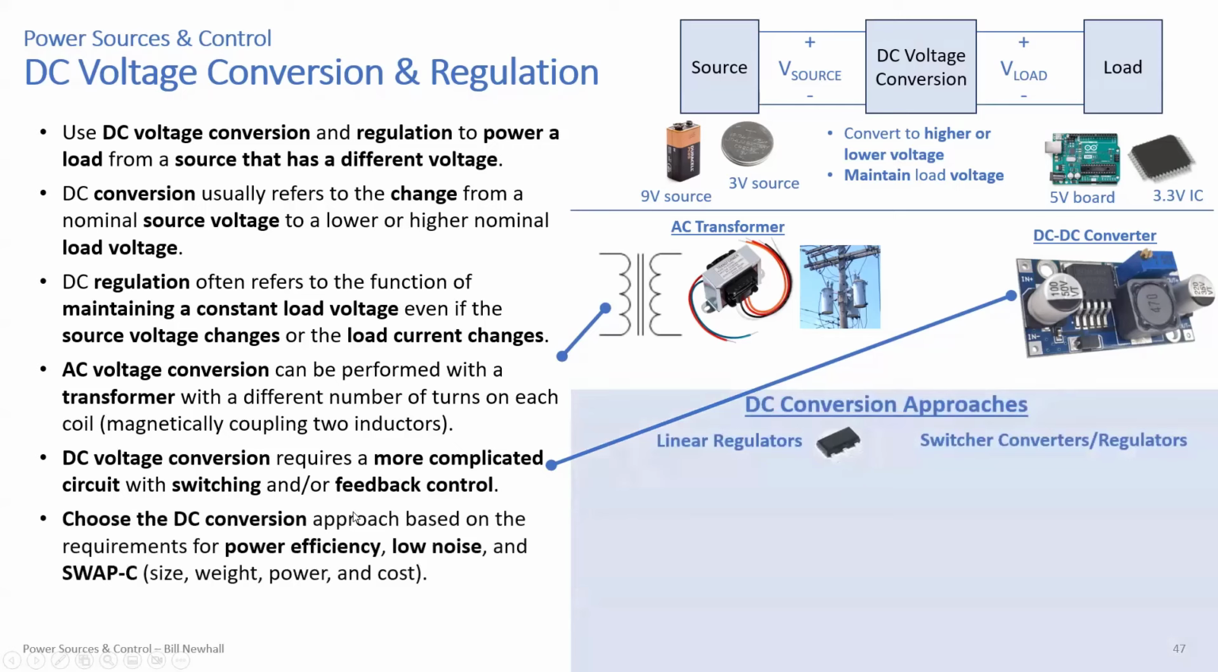And you can choose the DC conversion approach based on the requirements. What kind of power efficiency do you need? Does your approach of converting voltages have to be really low noise? Do you have to use a single component, or can you use a circuit board, based on your SWaP-C requirement: size, weight, power, and cost?